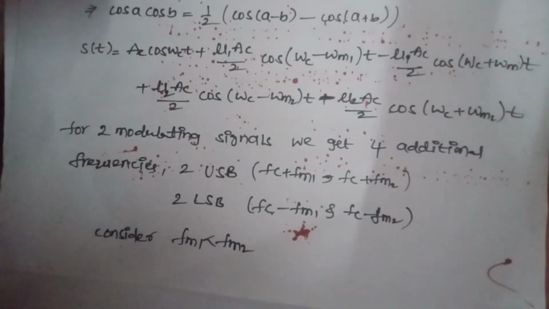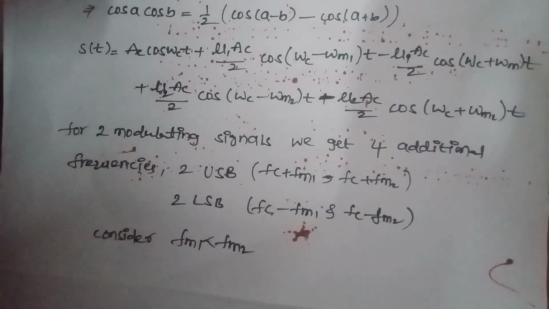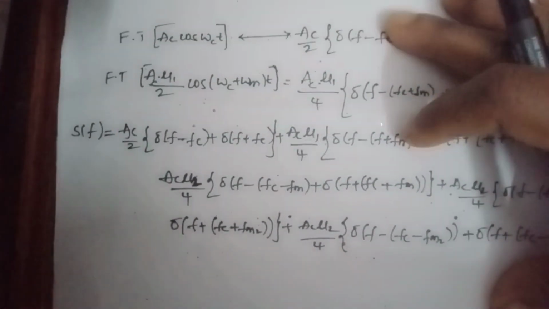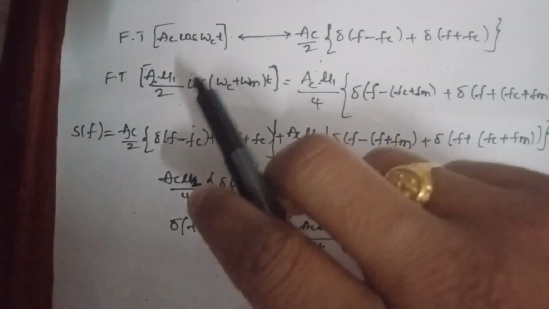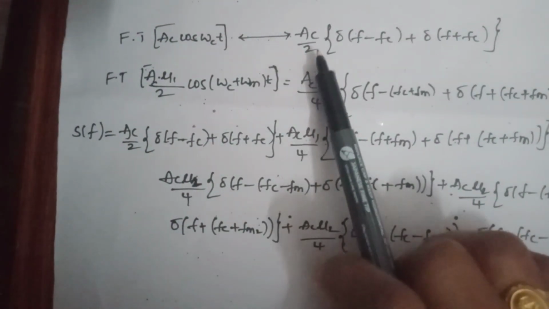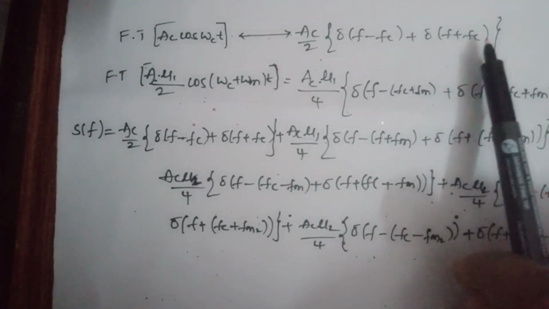Now, to draw the frequency spectrum for this equation, you just apply the Fourier transform to this equation. Then after that you just draw the Fourier spectra. Yes, right? Okay. Now coming to here, the Fourier transform of Ac into cos ωc t is Ac by 2 times delta of (f minus fc) plus delta of (f plus fc).